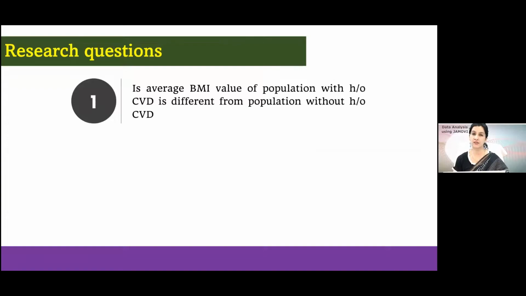In this case, the first question could be: is the average BMI value, BMI is the body mass index, of the population with a history of cardiovascular disease different from the population without a history of cardiovascular disease? So in this case, you can see that BMI is a continuous variable. And the cardiovascular disease status is a categorical variable having two categories: without cardiovascular disease, and the second category is with cardiovascular disease.